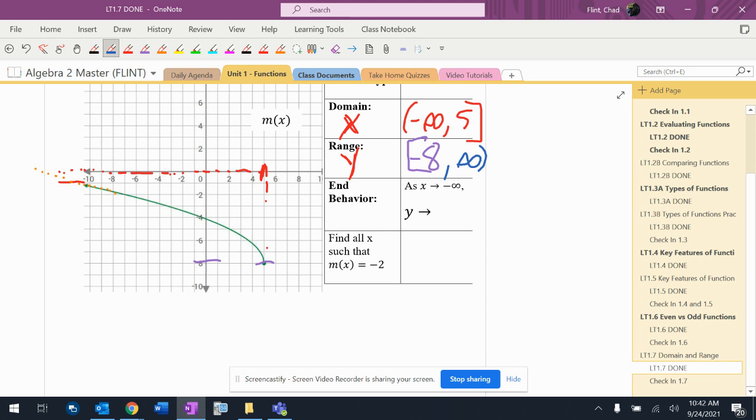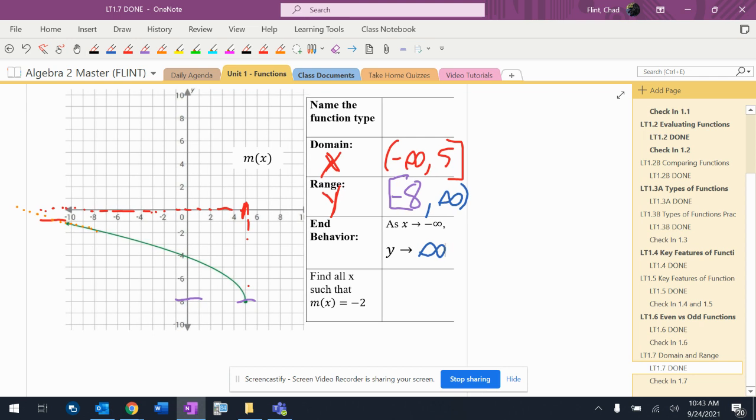All right, so then end behavior, it says as x goes to negative infinity, y goes to, we just figured that out for the range, y goes to infinity. Now, these don't always match. Your end behavior doesn't always match, but a lot of times they'll help you out. Okay, I skipped what kind of function type it is. This is a radical. You can tell because it has a starting point. It kind of looks like half of a sideways parabola.